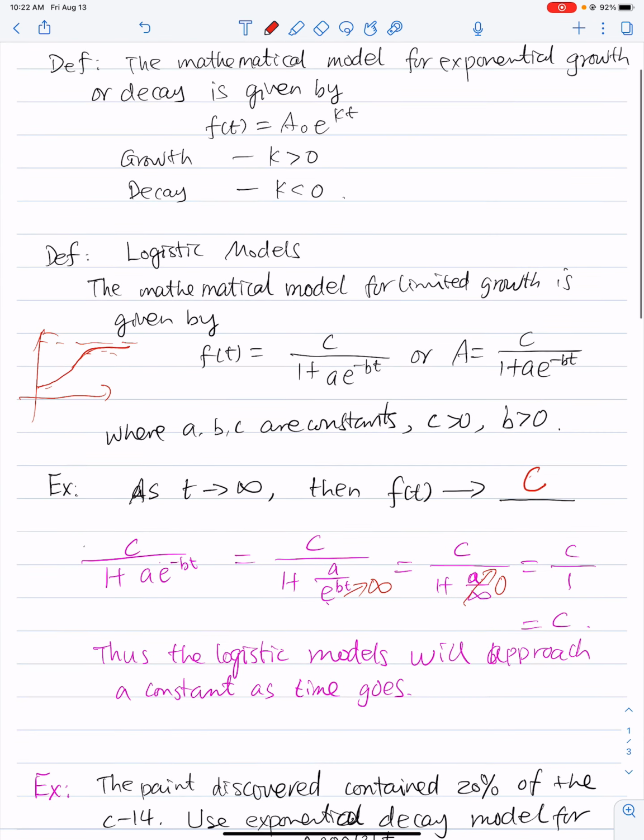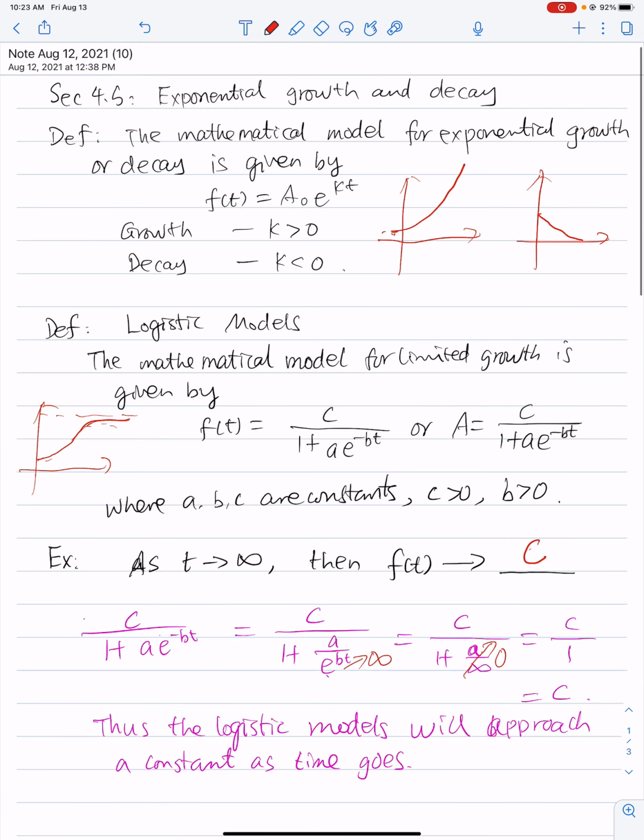And for the growth model, e to the k, if it's positive, what happens? It will go like this. For the decay model, what happens? It will go like this, approaching 0. This is growth. This is decay.